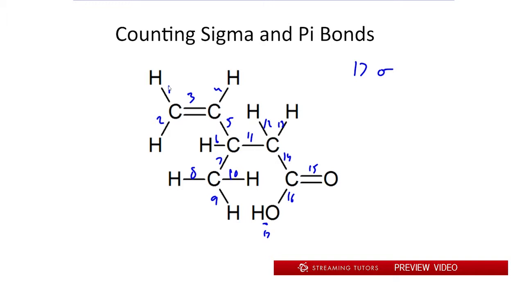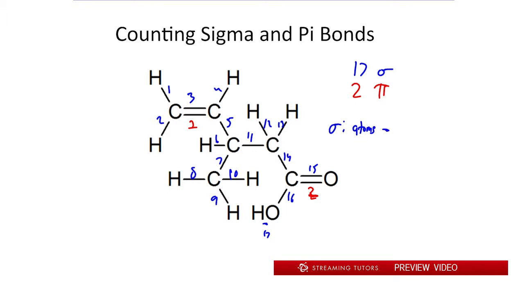Now we have to count up the pi bonds. We'll do that in red. So we're just looking for anywhere there's a double or triple bond. We see 1 pi bond here and another pi bond over here between carbon and oxygen. So there's only going to be 2 pi bonds in this molecule, for a total of 17 sigma bonds and 2 pi bonds.